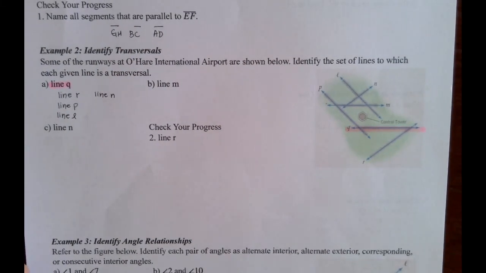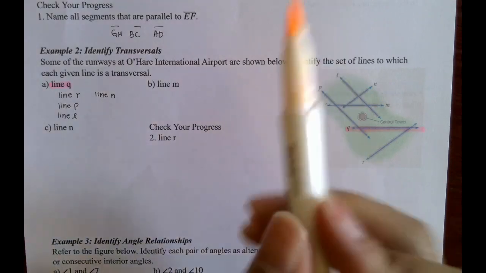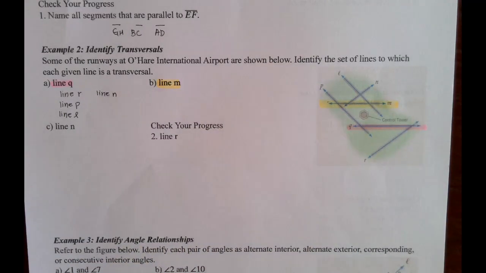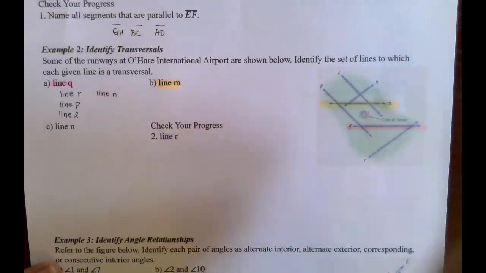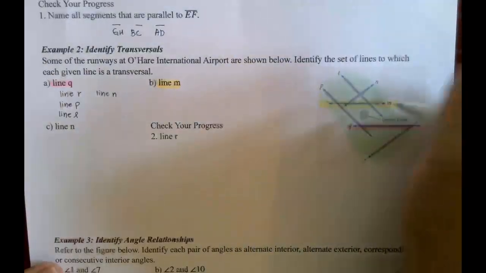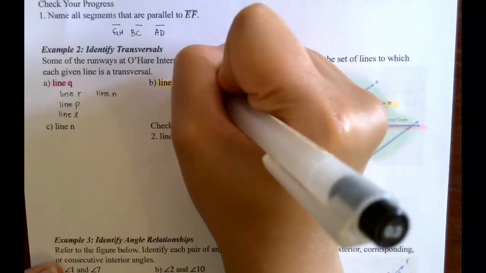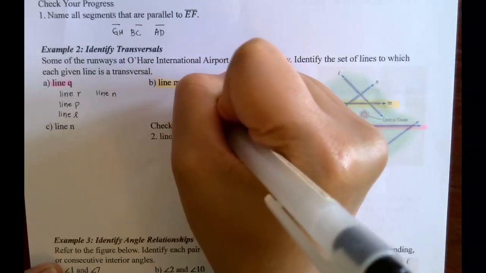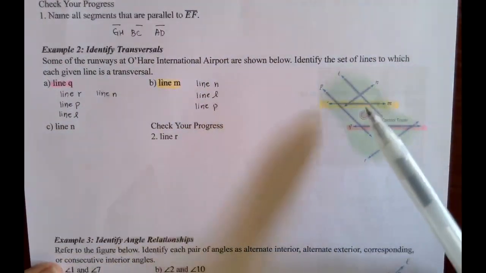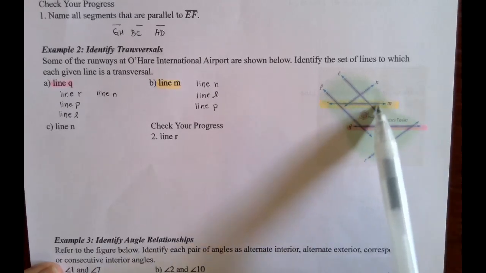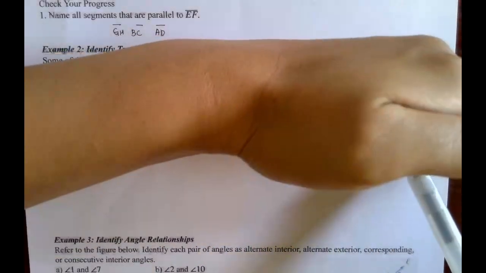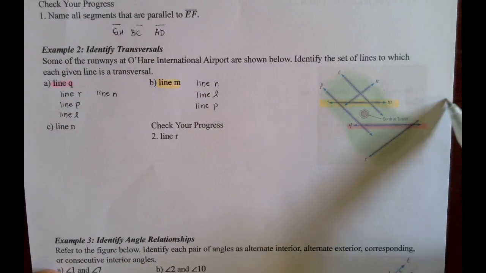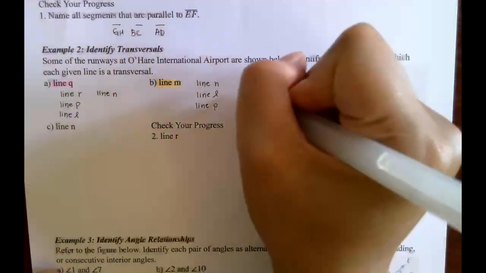Next one here, we have line M. It is a transversal to lines N, L, and P. We can really see it: line N, line L, line P. And then here we can see that if M continued this way, and line R continued here, lines M and R would also intersect.